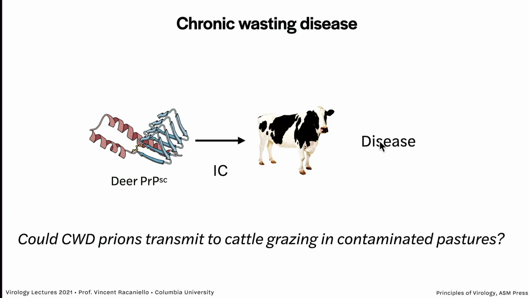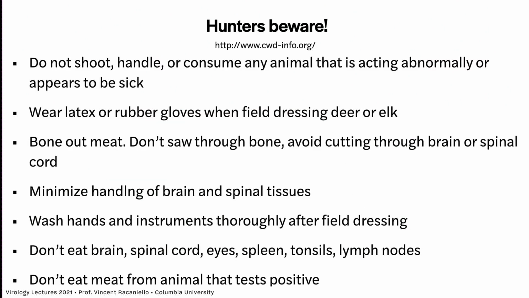But what about cows? You know, cows often occupy the same pastures as deer. Deer at night can come in and deposit their prions. If you put deer PrPSc IC into cows, you don't get disease. We're not sure if this is the ultimate word. So we're just worried if these deer prions would transmit to cows in contaminated pastures. Now, I know that you put it in the brain, you don't get disease, but the incidence is increasing over time. The number of cases are going up.